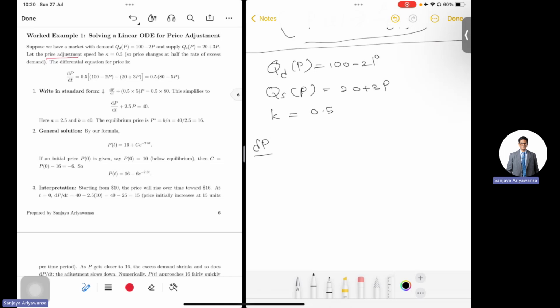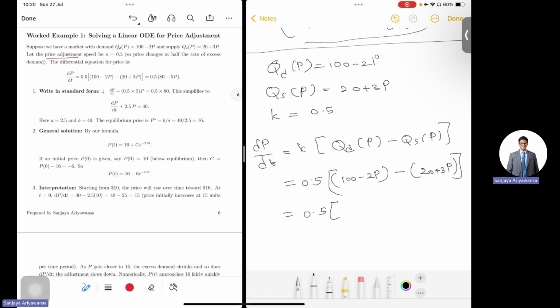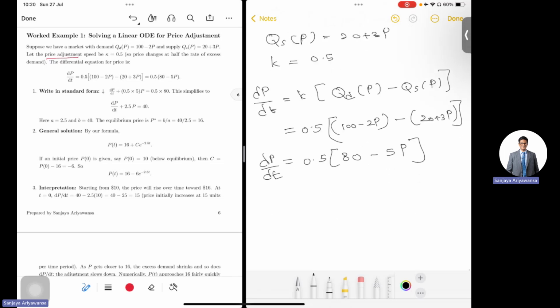So what is our model? dP by dt equals K times the difference between QD of P and QS of P. So K is 0.5, QD of P is 100 minus 2P, minus QS of P, which is 20 plus 3P. So what are we left with? 0.5 times (100 minus 20 is 80, minus 2P minus 3P is 5P), dP by dt. So let's take the P to the left hand side so that I have dP by dt plus 2.5P equals 0.5 times 80, which is 40, right?